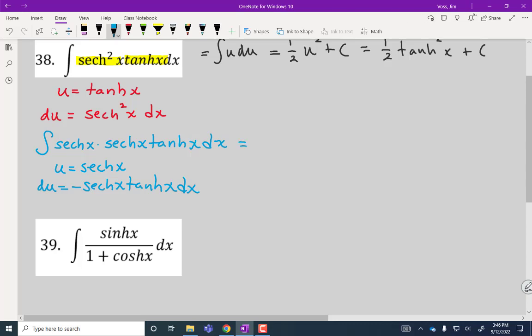We could also write this as, let's see, if u is sech, I'm going to replace this right there. I'm going to turn that into a u. And then down below, we have minus sech tanh dx. That's going to be minus du. So I'll put a minus out in front, a du right there. We're going to get minus u squared over 2, so minus 1 half u squared plus c. And now when we back substitute, u is sech, so we get minus 1 half sech squared of x plus c. So either of those is 100% correct.